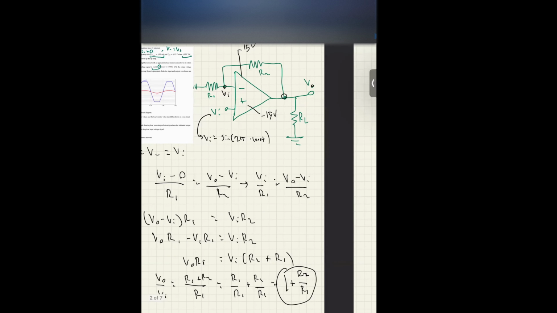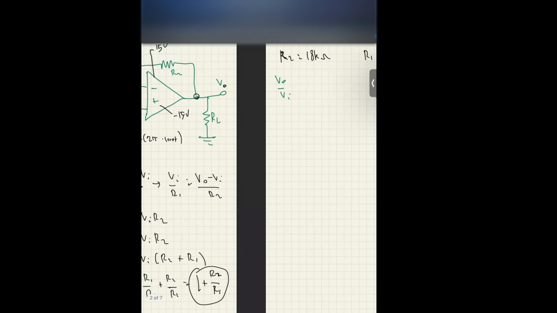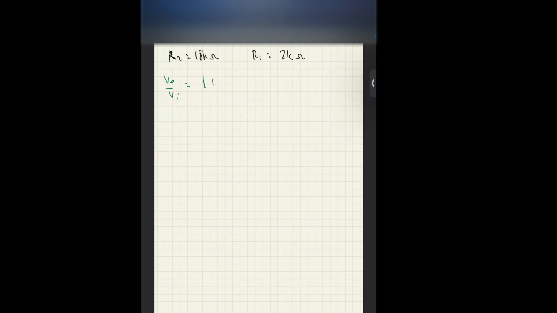Now we'll keep going. And we'll choose resistor values of R2 equals to 18K ohms. And then R1 will equal to 2K ohms. So to reiterate, the transfer function was Vo over Vi equals to 1 plus R2 over R1. And in this case, when you plug in our values, this means that it is equal to 1 plus 18K over 2K ohms, which is equal to 1 plus 9 equals to 10.